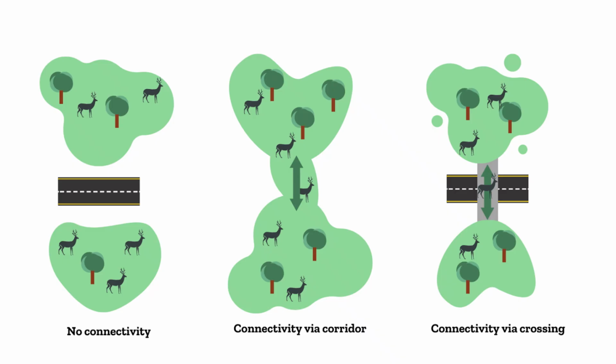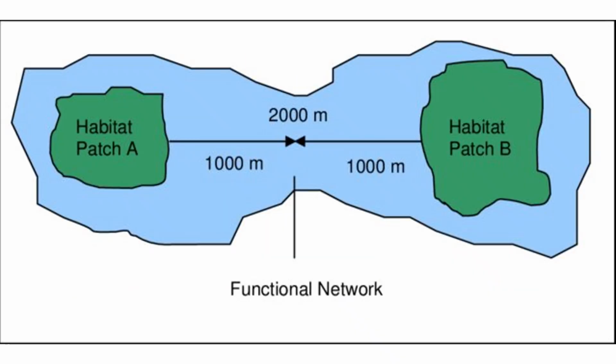The next type of connectivity is connectivity by crossing, when there is a bridge or an underpass that allows animals to cross. Both habitat corridors and crossing corridors are an example of structural connectivity, the physical connectedness of the habitats.